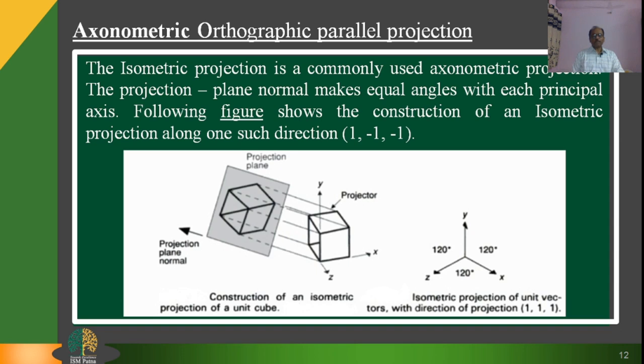The isometric projection has the useful property that all three principal axes are equally foreshortened, allowing measurements along the axis to be made to the same scale. Hence, the name iso, which means equal, and metric, which means measure. In addition, the principal axes project so as to make equal angles with one another, as in the figure.